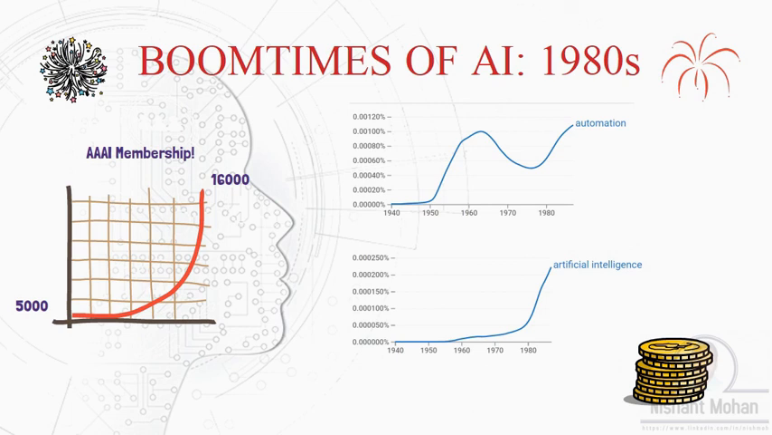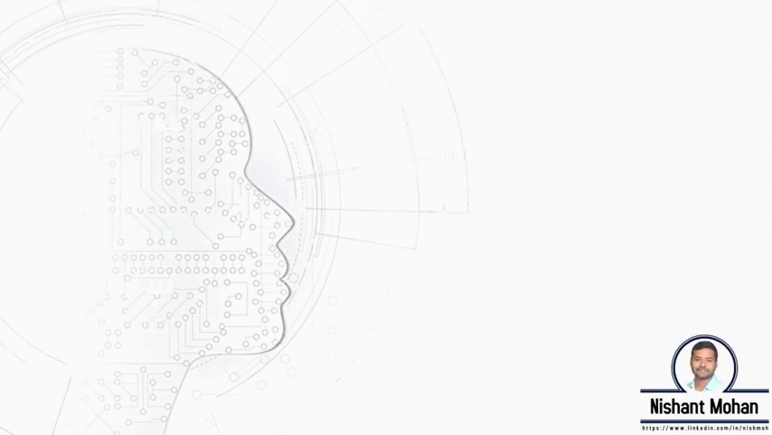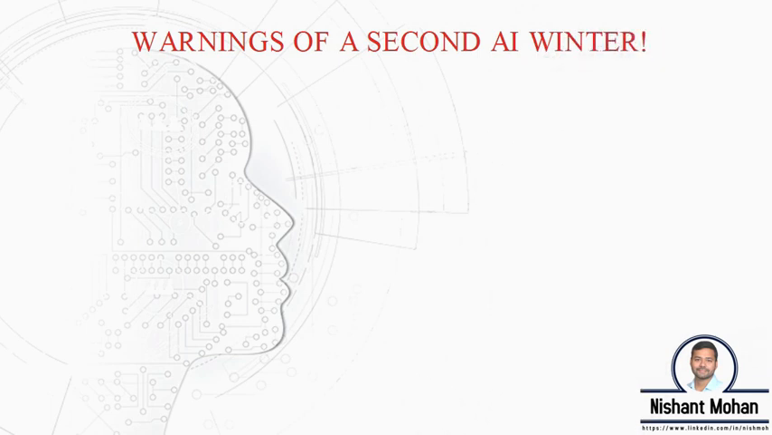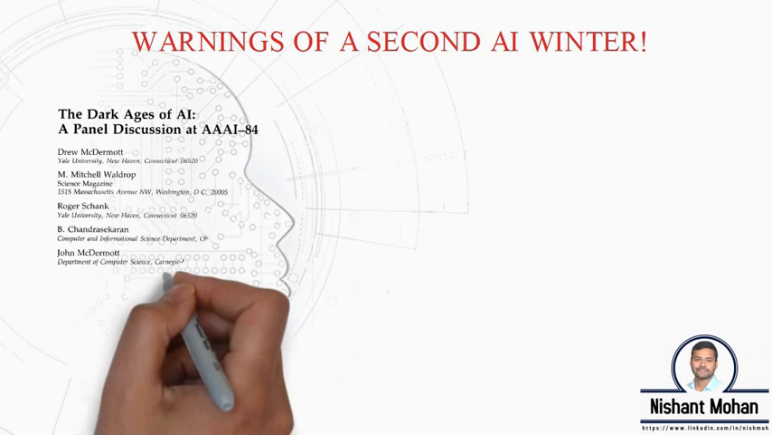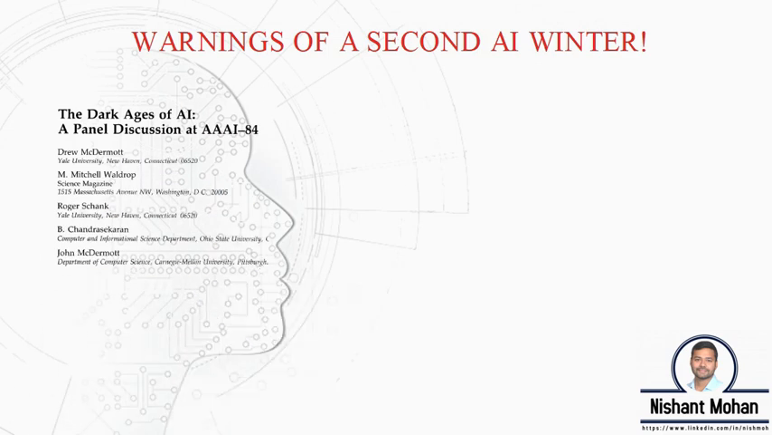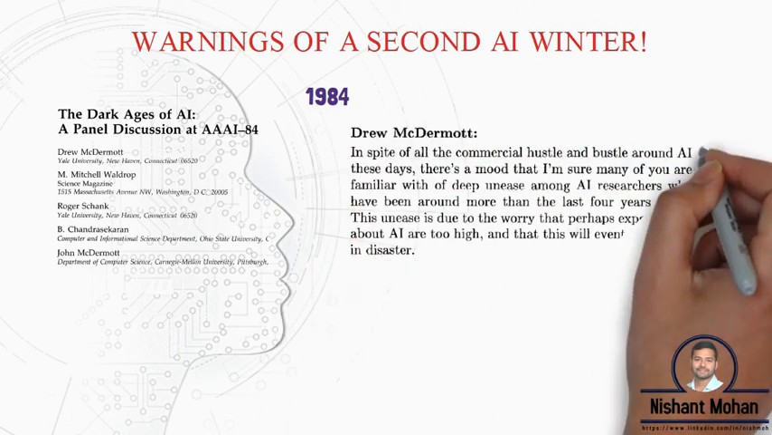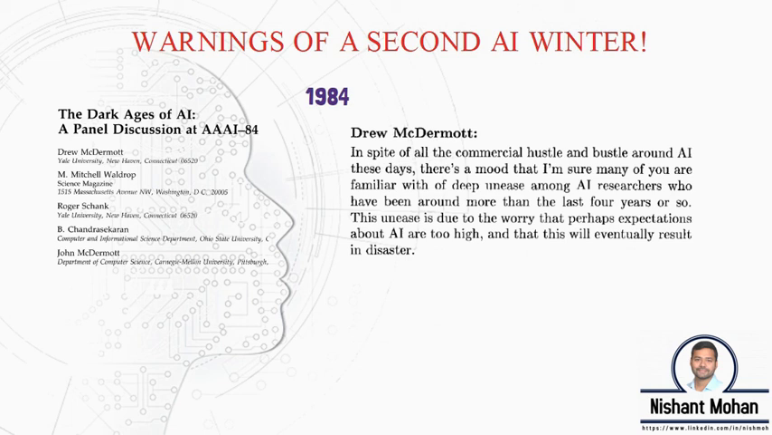It is interesting to note that seasoned AI researchers warned against over-optimism and lofty promises. In fact, at the AAAI meeting in 1984, a discussion session was held titled The Dark Ages of AI, where moderator Drew McDermott warned, "In spite of all the commercial hustle and bustle around AI these days, there is a mood that I am sure many of you are familiar with, of deep unease among AI researchers who have been around more than the last 4 years or so. The unease is due to the worry that perhaps expectations about AI are too high and this will eventually result in a disaster."